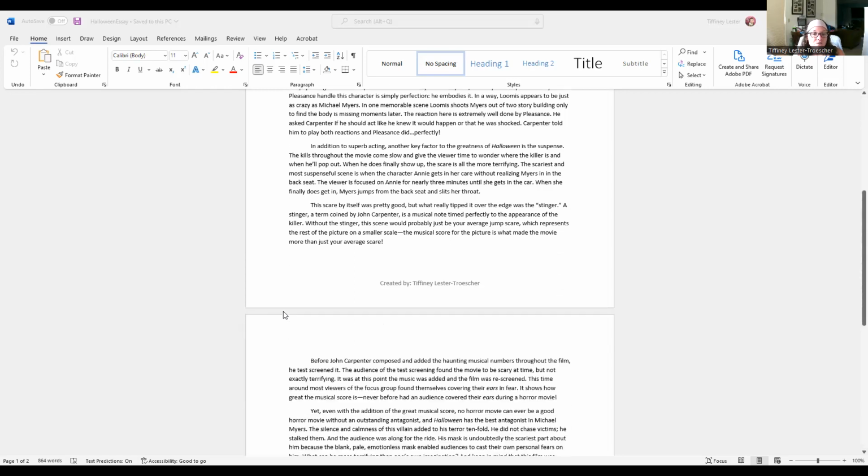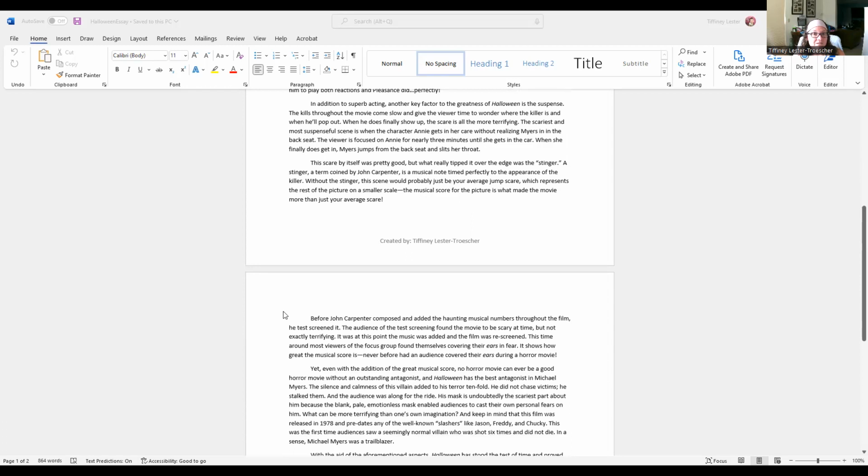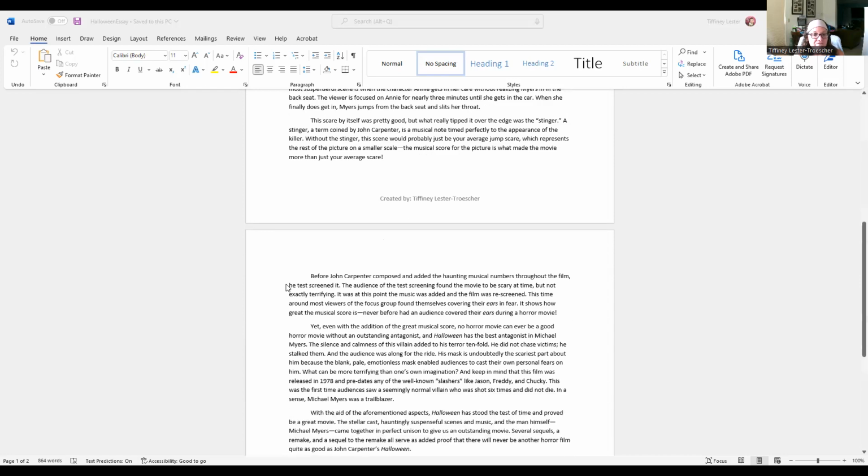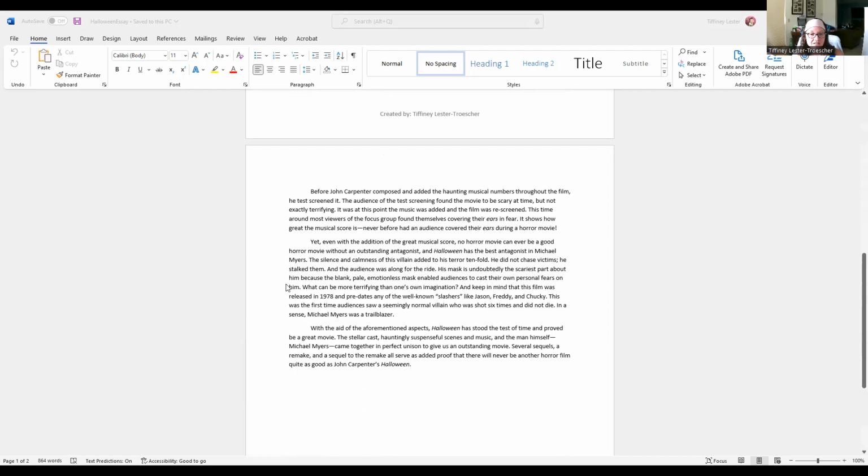This scare by itself was pretty good, but what really tipped it over the edge was the stinger. A stinger, a term coined by John Carpenter, is a musical note timed perfectly to the appearance of the killer. Without the stinger, this scene would probably just be your average jump scare, which represents the rest of the picture on a smaller scale. The musical score for the picture is what made the movie more than just your average scare. Before John Carpenter composed and added the haunting musical numbers throughout the film, he test screened it.